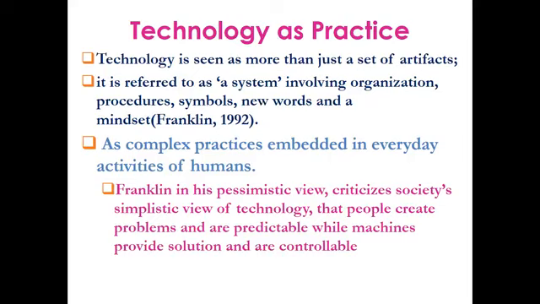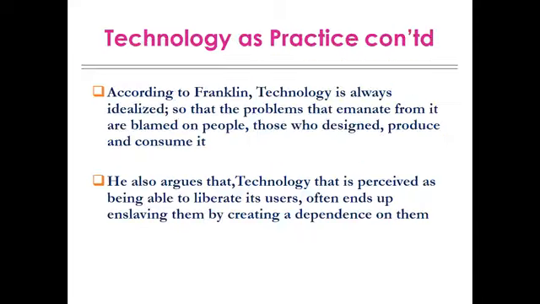Okay, and here she sees technology as complex practices embedded in everyday activities of humans. Okay, and Franklin is more pessimistic. In her pessimistic view, she criticizes society's simplistic view of technology, which is that people create problems and are unpredictable, while machines provide solutions and are controllable. Okay, that is how Franklin says we have made technology look. So according to Franklin, technology is always idealized so that the problems that emanate from it are blamed on people, those who design, produce, and consume it. So she says that we have made technology a Superman, because it's as if technology cannot be blamed for anything. It is the people that made it that are to be blamed.